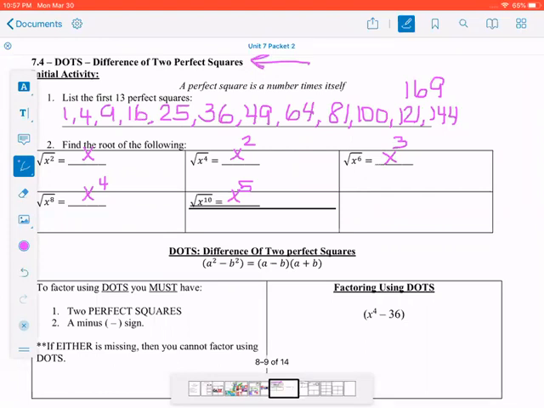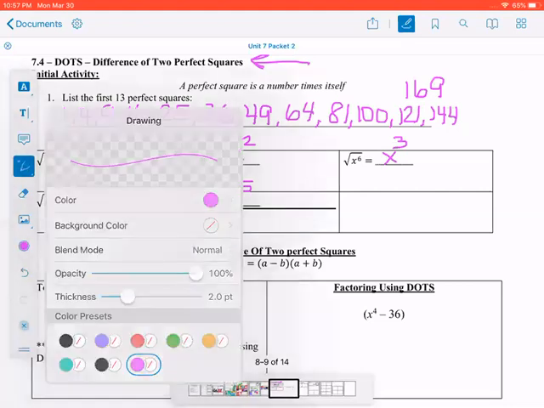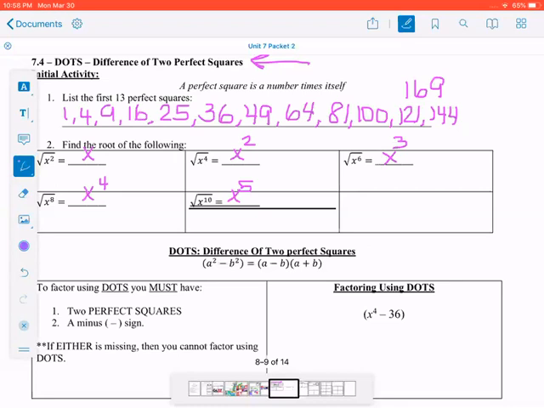So the first thing we need to talk about is a perfect square, which is just a number times itself. So I've listed here the first 13 perfect squares. So we did 1 times 1, that's how we got 1. 2 times 2 is 4. 3 times 3 is 9. 4 times 4 is 16. 5 times 5 is 25. All the way up to here, which is 13 times 13. Okay, I just wanted you guys to have the list of the first 13 because these are the ones that you're going to see most frequently.